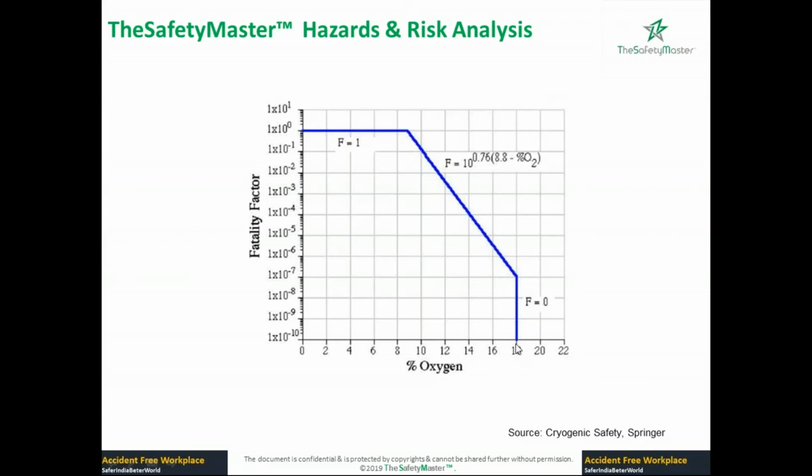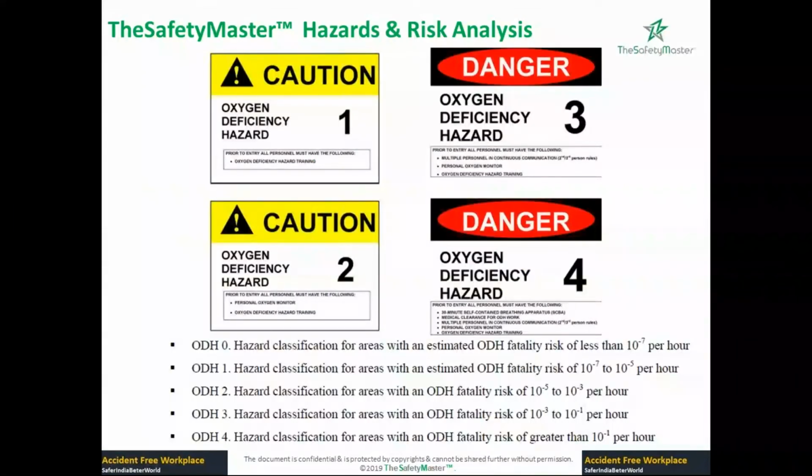So these are the fatality rates, and you'll always find this symbol here. It's based on the oxygen deficiency hazard, ODH, classes 1, 2, 3, 4. 1 means you need to have the training done to enter. 2 means, you can see here, there's a 10 to the minus 5 to 10 to the minus 3 per hour fatality rate. So you should have training, and also have an oxygen monitor.